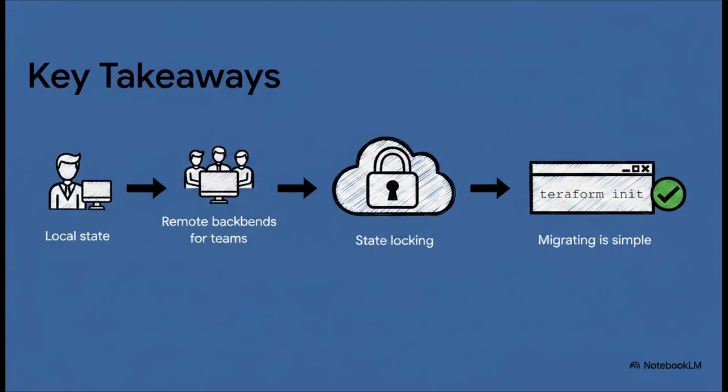All right, let's bring it all home. If you remember anything, remember this. Local state is totally fine for solo projects, but remote backends are absolutely essential for teams. That state locking feature is your safety net. It prevents those dangerous race conditions. And the best part? Making the switch is as simple as running Terraform init.